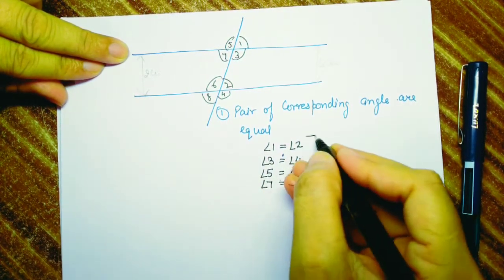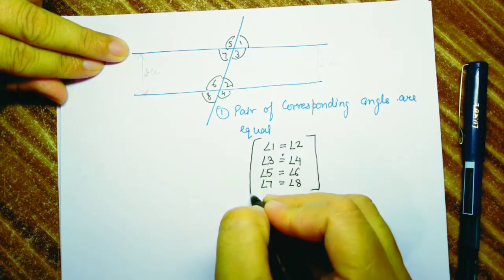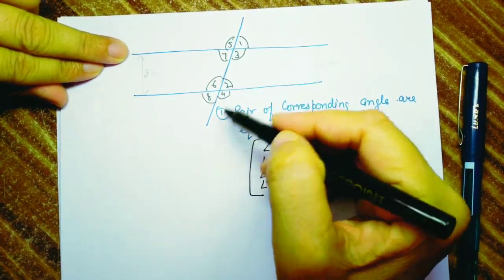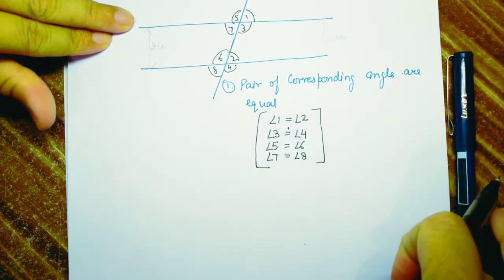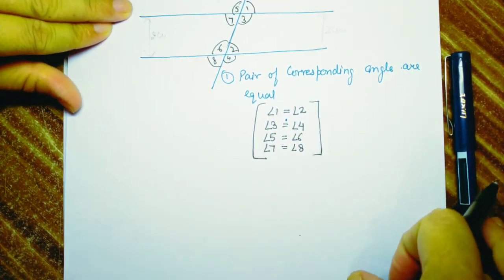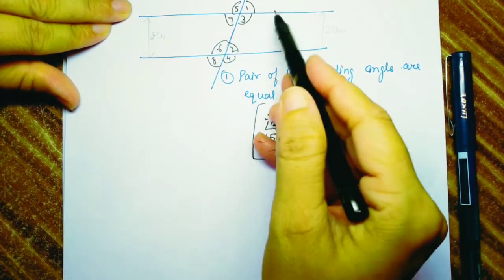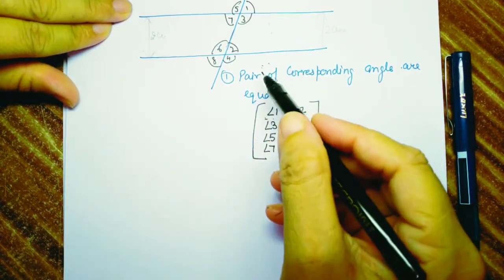So students, you have to remember, if the lines are parallel and any other line, the transversal line, intersects them, then the pairs of corresponding angles are always equal. And we can say if the corresponding angles are equal, that means the lines are parallel.